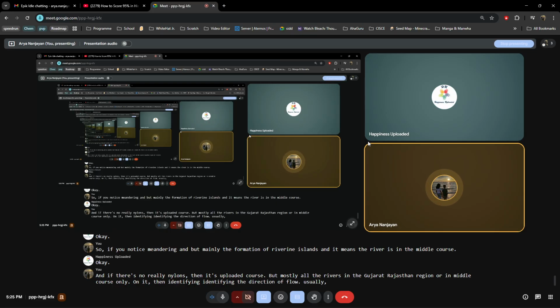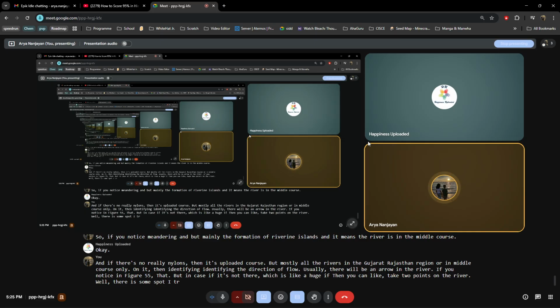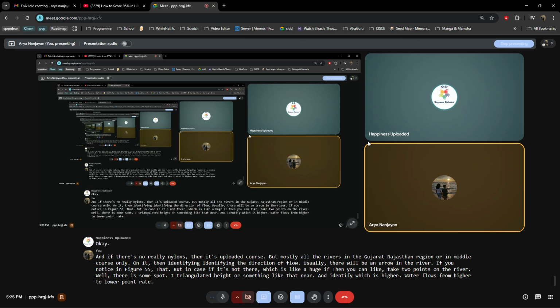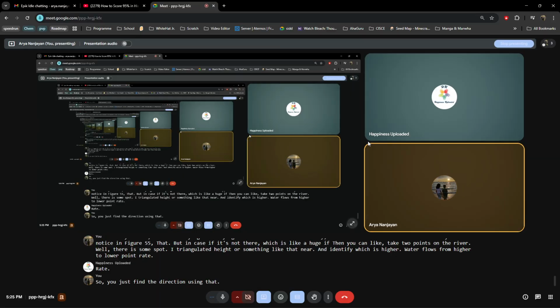Usually there will be an arrow in the river, as you can see in figure 55. But in case it's not there, which is a huge if, then you can take 2 points on the river where there is some spot height or triangulated height near, and identify which is higher. Water flows from higher to lower point, right? So you just find the direction using that.